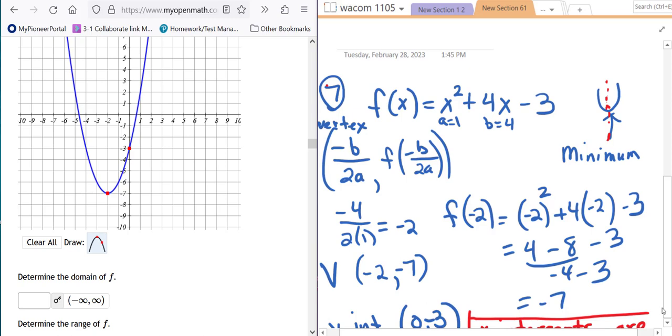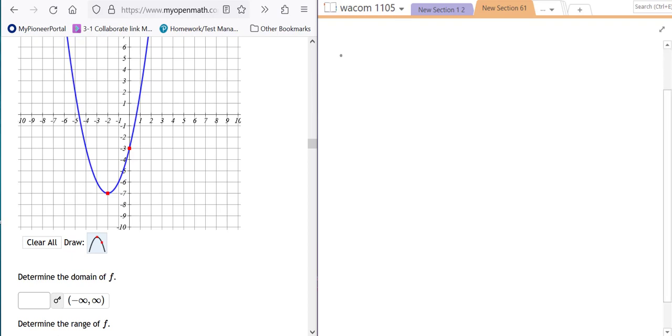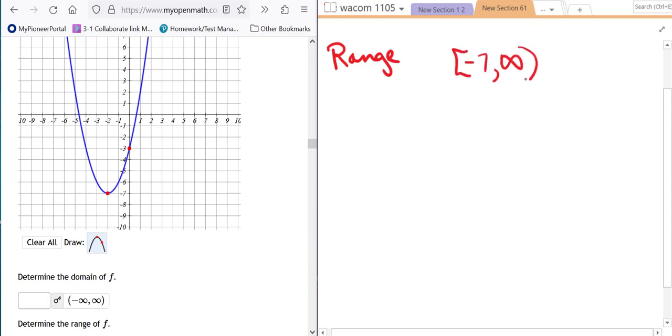That'll move in a minute and it'll be all gone. Okay, for your range, your lowest point is -7 and it goes to infinity. Remember, you're touching the -7. So it's going to look like that. So I took these from the graph.